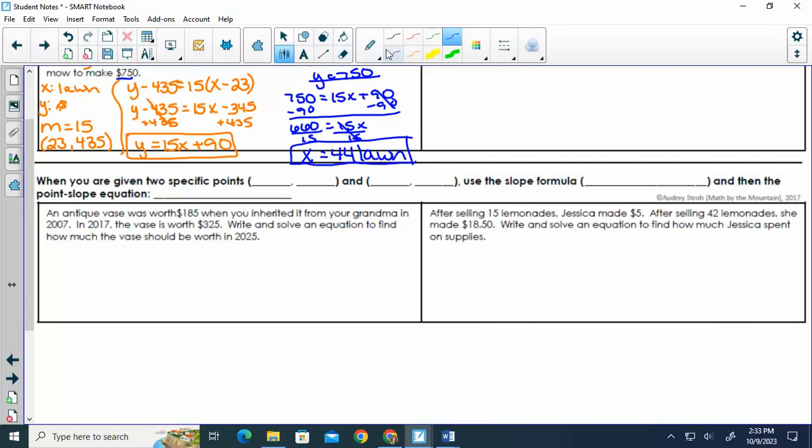All right, last one. So sometimes all we are given are two different points, two different snapshots in time. So we could say one of them is x1, y1, the other is x2, y2. So then the first thing you'll have to do is find slope. y2 minus y1 over x2 minus x1. And then we can do the equation. y minus y1 equals m times x minus x1.